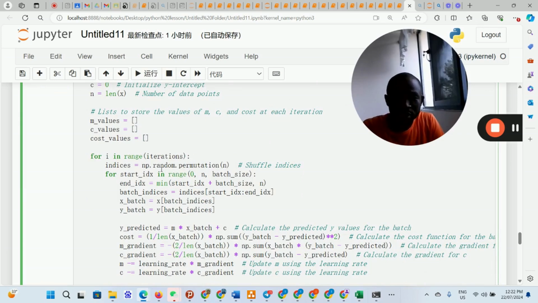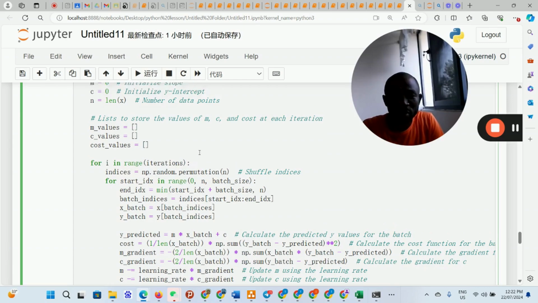Now at this point, this is where we did a little bit of mathematics in the mini batch gradient descent. We shuffle the indices. We use np.random.permutation, and we randomly pick some values. Are we there? We randomly pick some values.